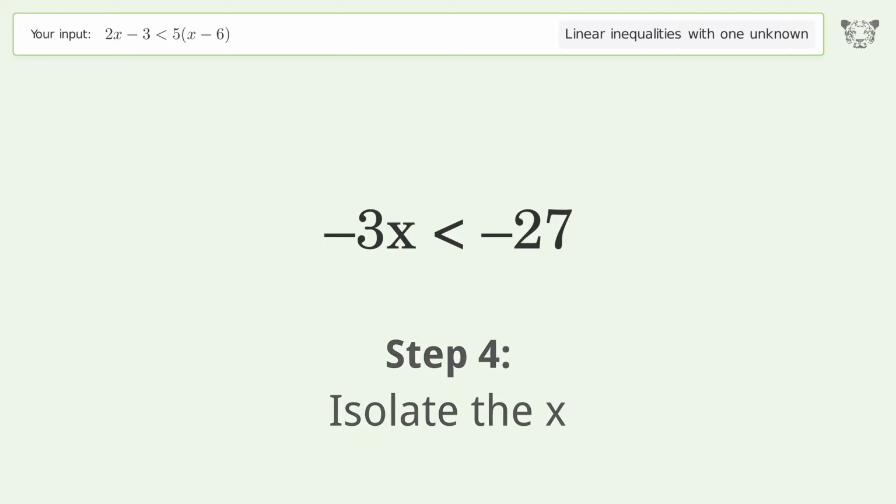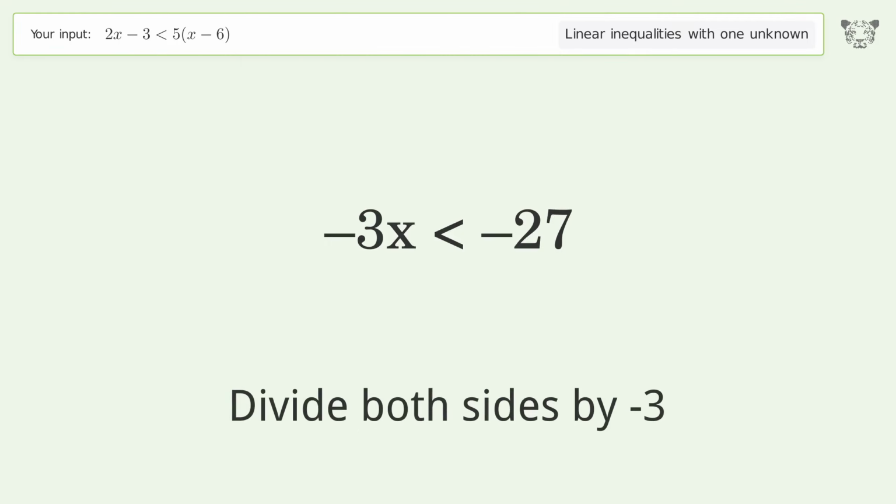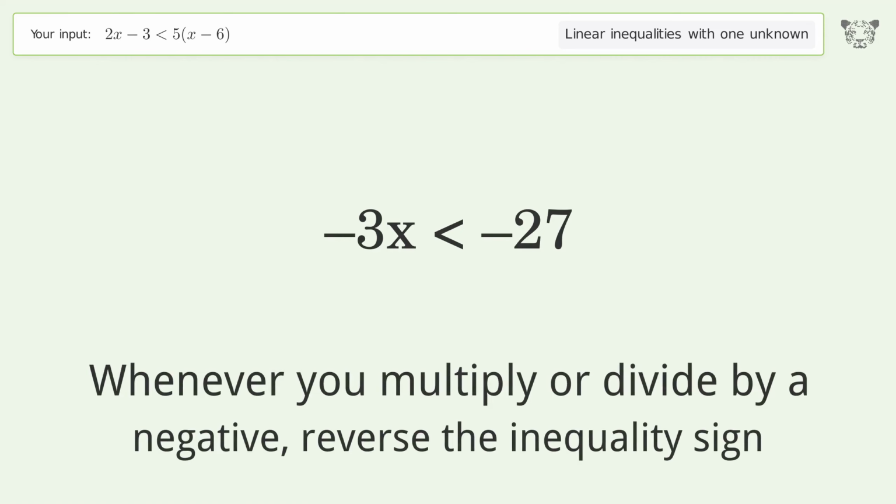Isolate the x. Divide both sides by -3. Whenever you multiply or divide by a negative, reverse the inequality sign.